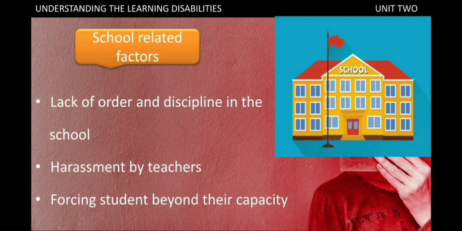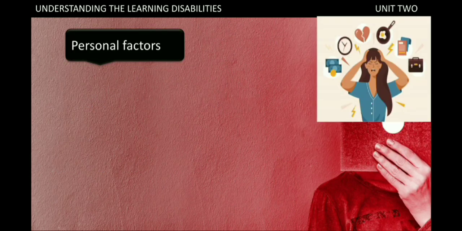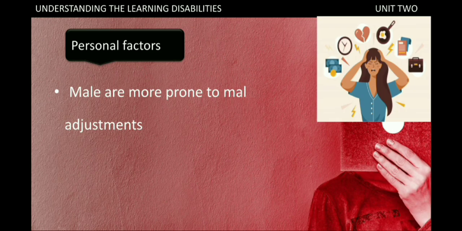Next factor, that is the personal factor. Generally males are more prone to these maladjustments. Why? Because we can see in society most of the criminals are males. Why? Because males are given more freedom in society. Males are over-exploiting that freedom. They want to show something to the society.